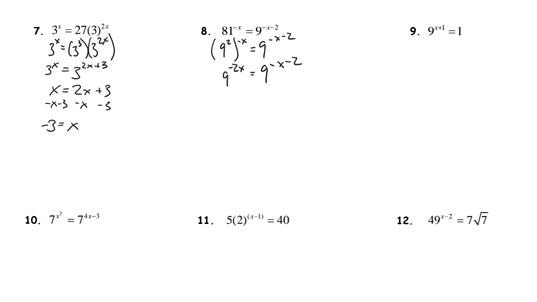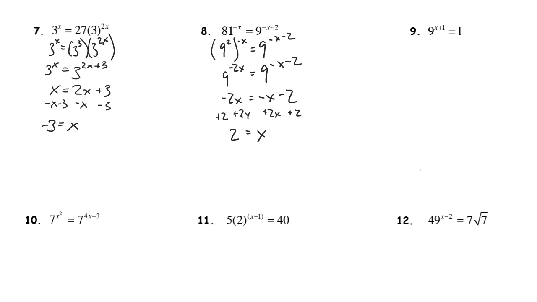Now, this will still work if you take it down to 3, if you made 81 3 to the 4 and made 9 3 squared. But I don't need to. And now that I've got power equal to power and bases are the same, I can say that negative 2x is equal to negative x minus 2. Then what would I do? I would add 2x to both sides and then add 2 to both sides. So I would get positive 2 is going to equal x. And that worked out kind of nicely.